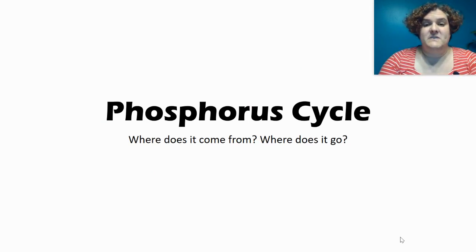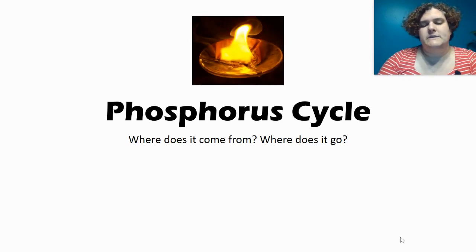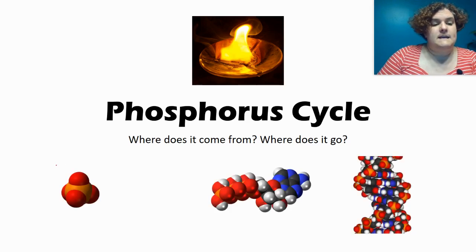The phosphorus cycle. We're going to track where it comes from and where it goes. Usually you're not going to see phosphorus by itself. It's very reactive. If it comes in contact with oxygen, this is what happens. It burns. So what you're going to find instead is we usually talk about phosphate. And what that is, is 1 phosphorus and 4 oxygens bonded together.